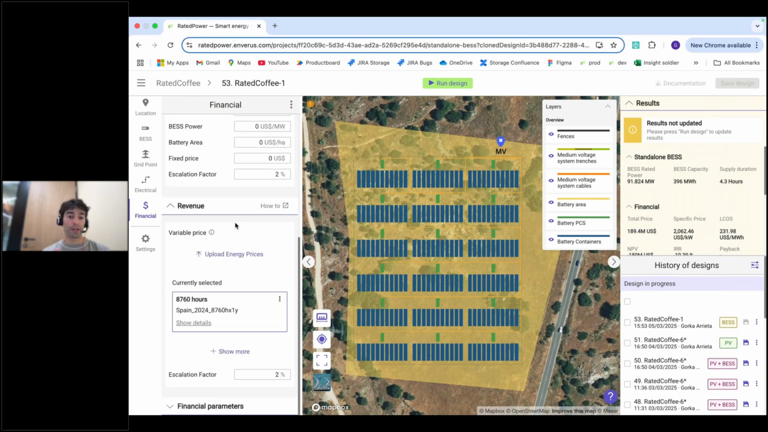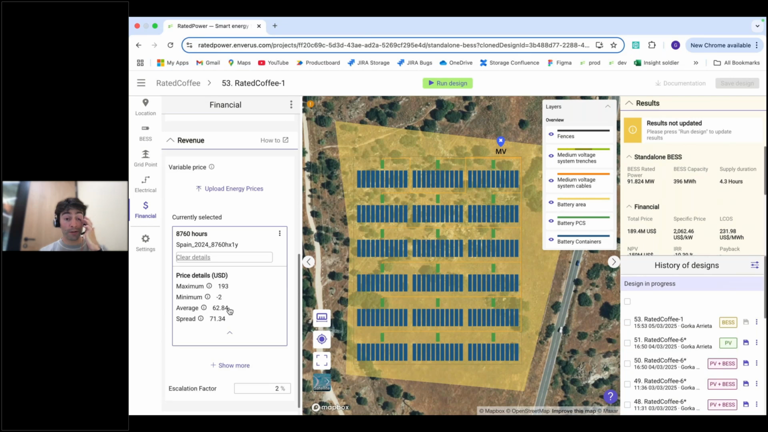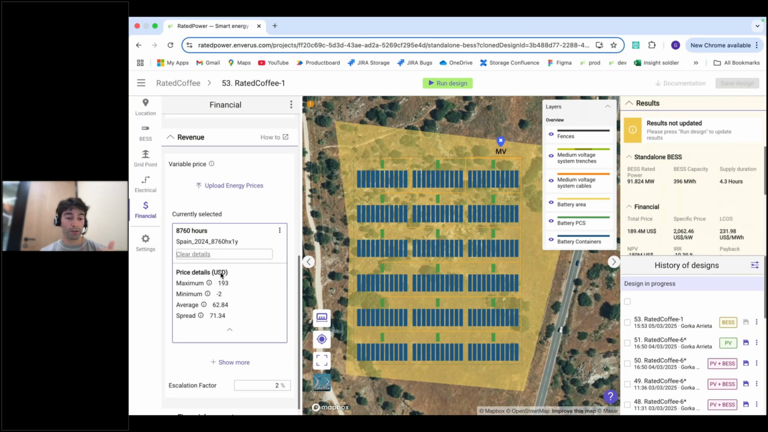In this case, as it is a standalone system, you need a variable price. Obviously, that changes hour by hour, so you can leverage that difference while charging and discharging. I loaded here this example file. These are the wholesale market energy prices for Spain for last year, 2024. We can see the details here. You have the maximum price, which is in US dollars, but doesn't matter for the example. You have the minimum prices, the average, and the spread. This is the important one because this is what will give us an idea.